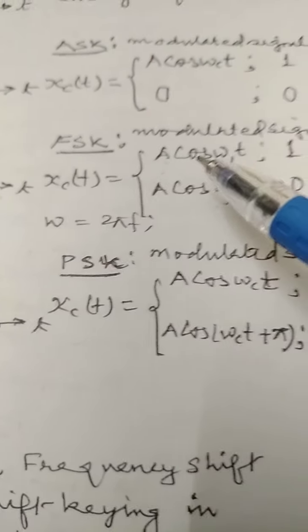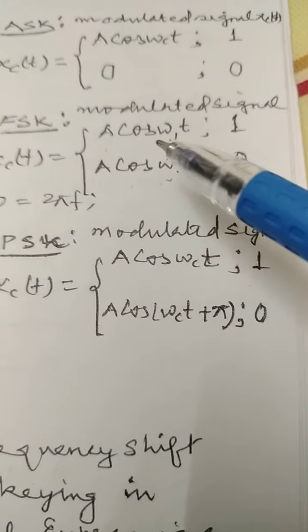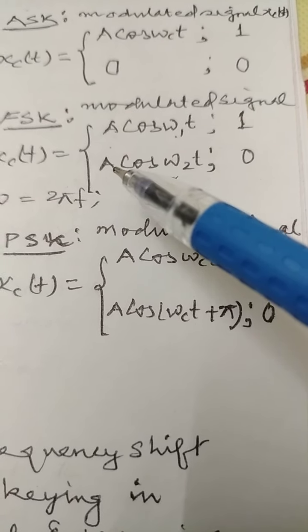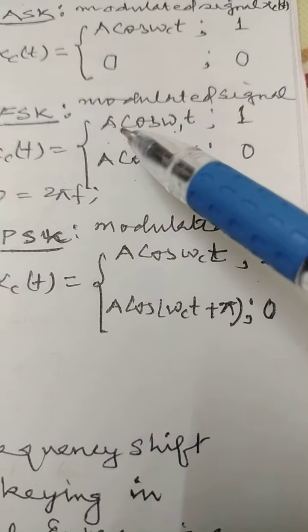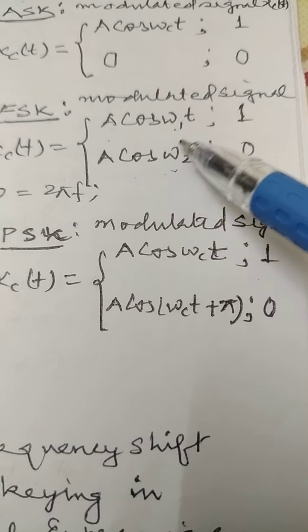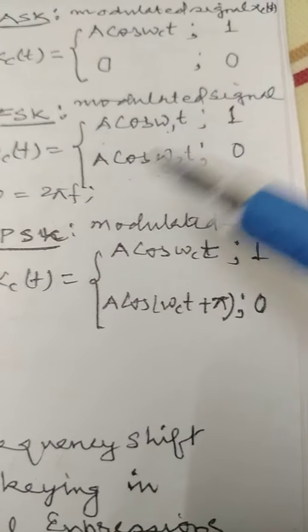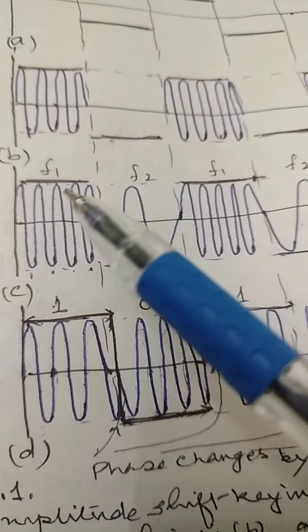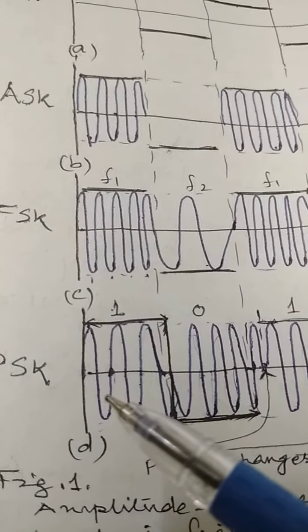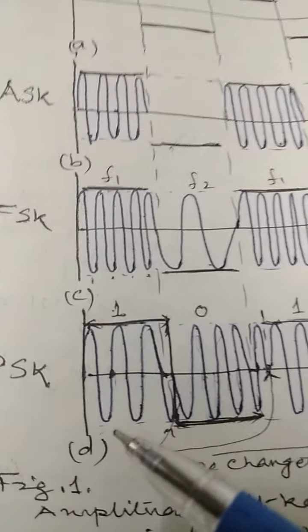For FSK, again we can see Xc of t has two frequencies: A cos omega 1t for logic 1 and A cos omega 2t for logic 0. In this example, omega 1 is higher and omega 2 is lower. In a similar example, we now take PSK, phase shift keying.